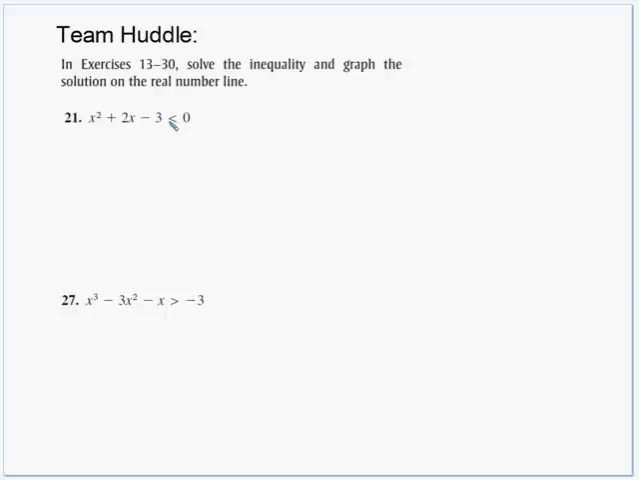Alrighty, a couple practice problems for the team huddle. So pause the video. This one is already set less than 0, so factor it and come up with your test intervals and test them out. This one, of course, address the negative 3 first, and then come up with your number line and figure out where the solution set lies. Oops. Okay, so for the first one, let me get this one out of the way so we have a little more space to work with.